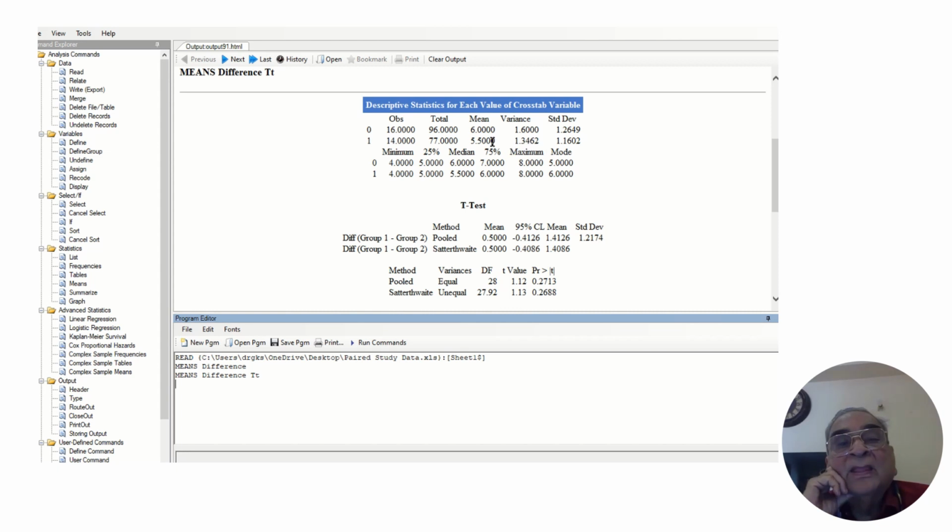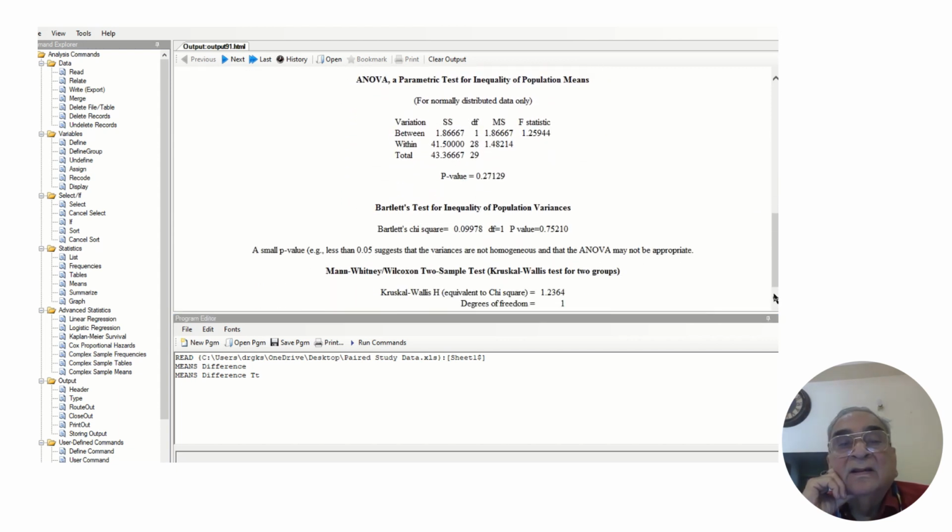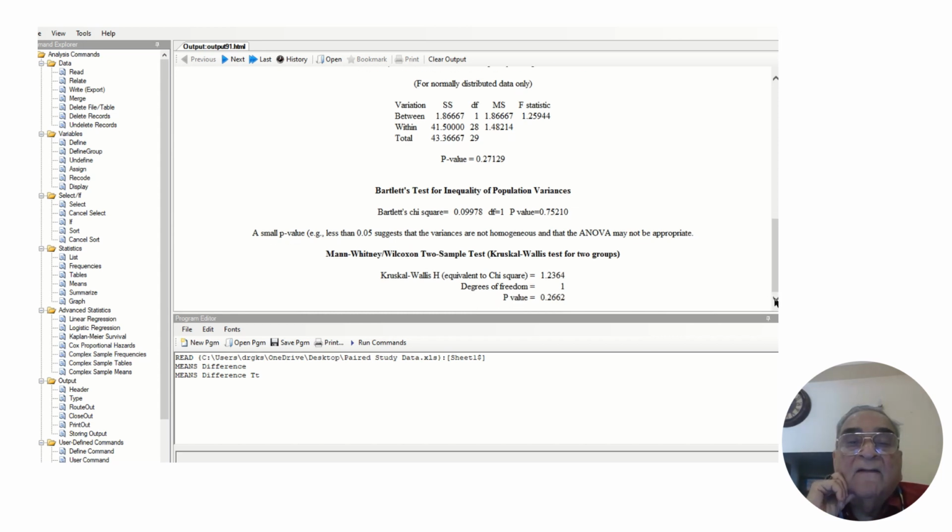And this is the difference with the treatment 1. And we find that the difference is not really significant, and it is also shown in the p-value which we have here. So this is how paired studies are analyzed.